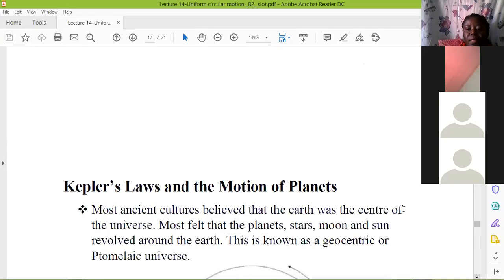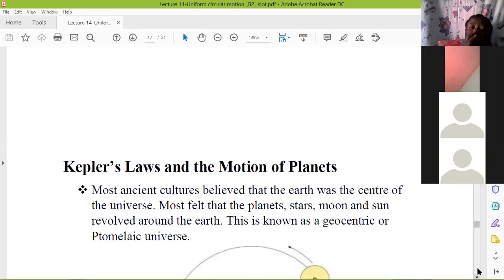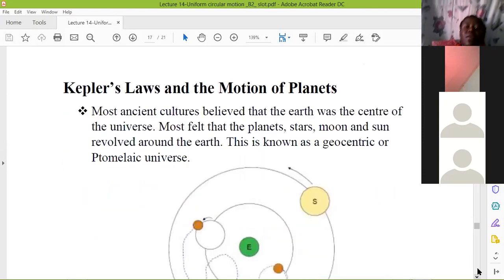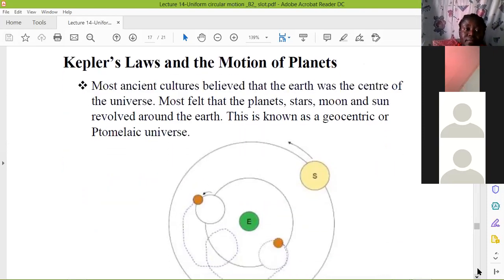Okay, so we have done that. So now we move to Kepler's laws and the motions of the planets.